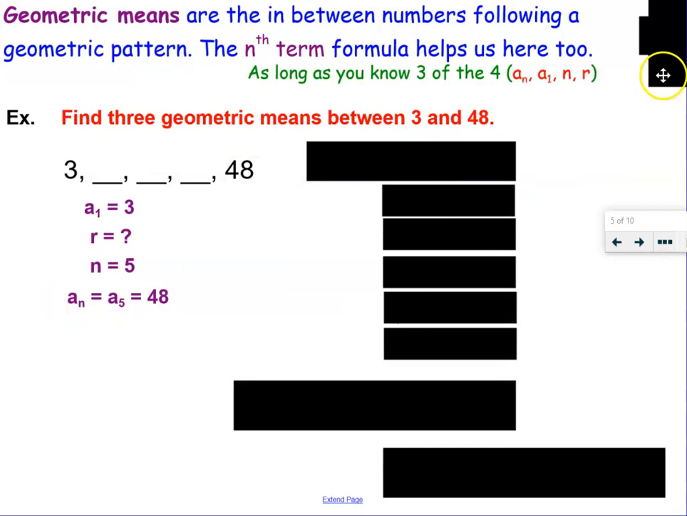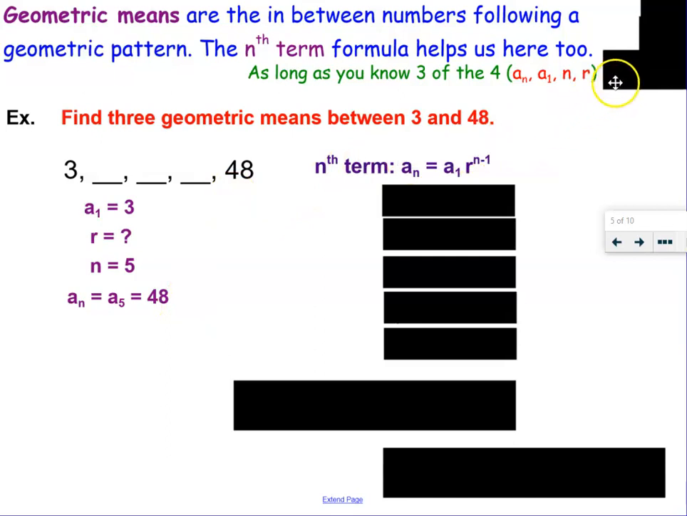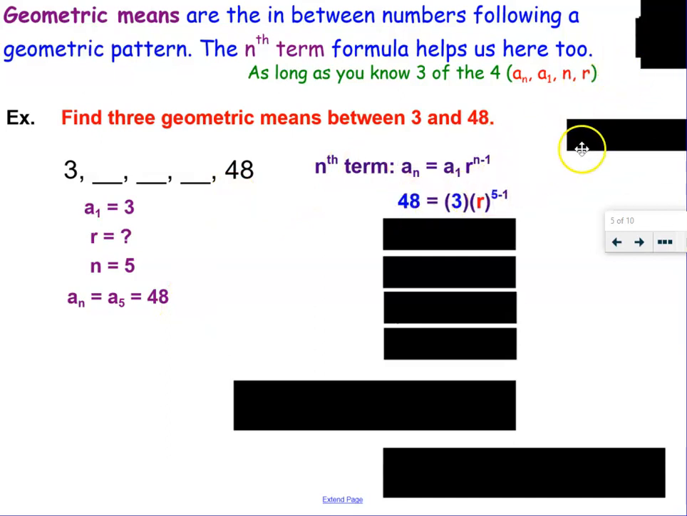So what do we know so far? We know the first term is 3. We don't know what the multiplier is. We know there's 5 terms: 1, 2, 3, 4, 5. We know the last term is 48. I'm going to fill in the formula. So the last term is 48.